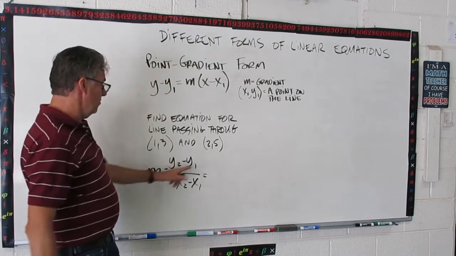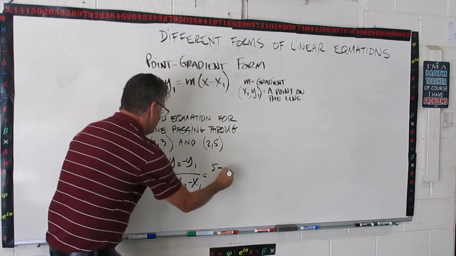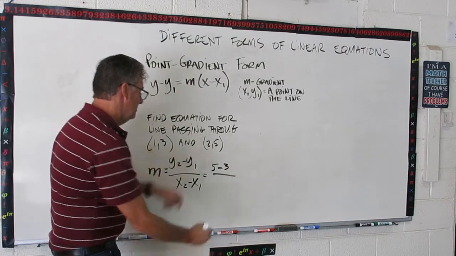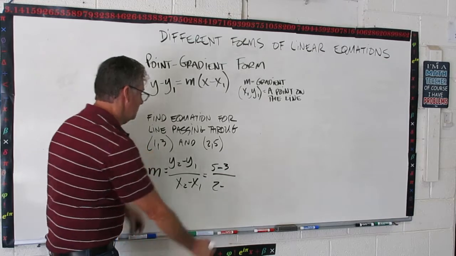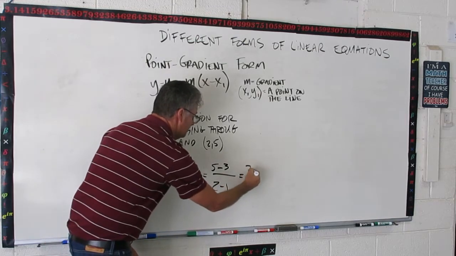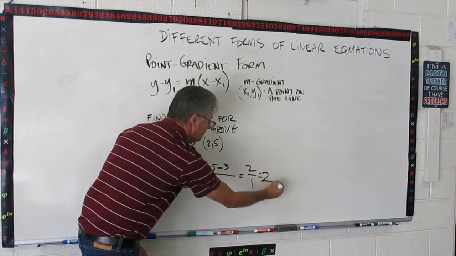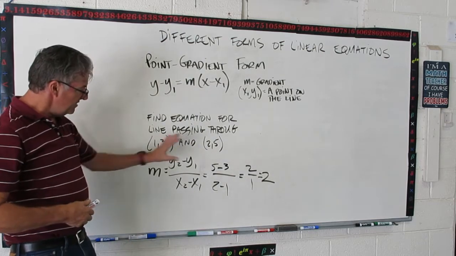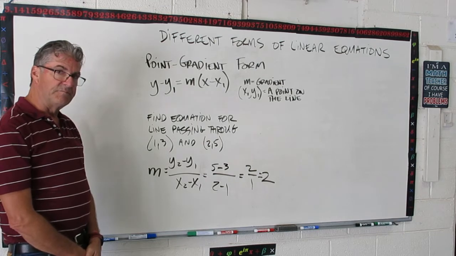And let's do our plug-in. Y2 is 5 minus y1 is 3 over x2 is 2 minus x1 is 1. So this is going to be 2 over 1, or 2. So now we have a gradient. Now pause the video again and use this information to find the line equation.